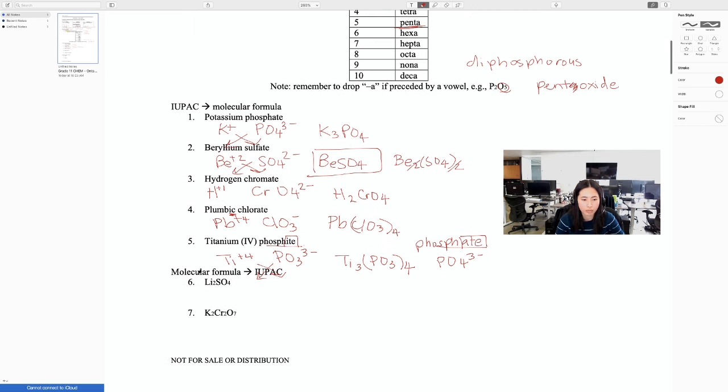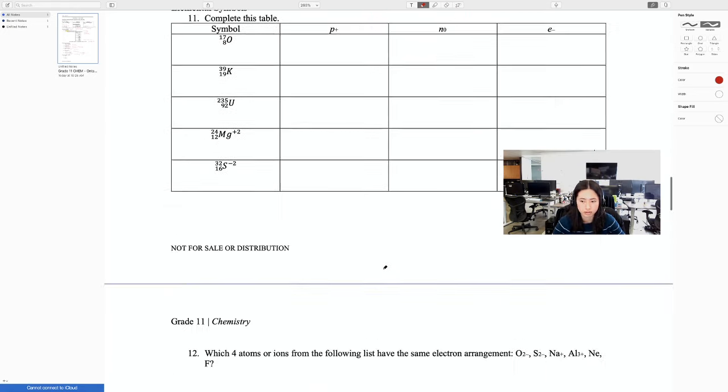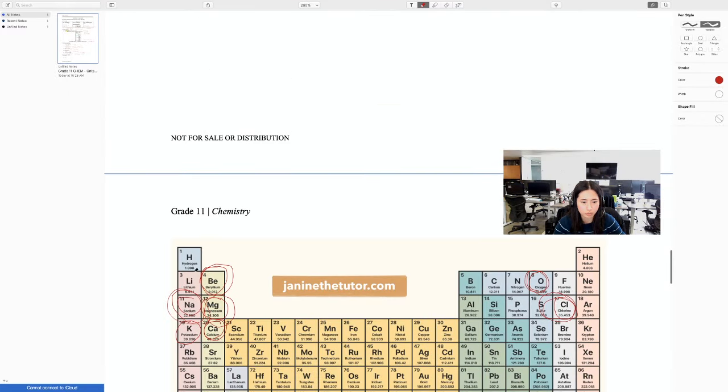So now it's the other way around. We're supposed to turn the molecular formula into its IUPAC way of naming. So we have Li2SO4. So Li is lithium. And we know that you need to crisscross here because lithium is a metal, right? And how do we know it's a metal? So lithium is right beside beryllium, which is found in group 1.